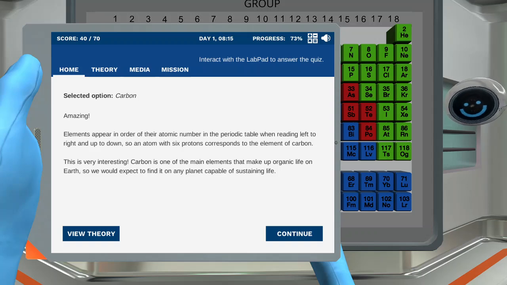Amazing! Elements appear in order of their atomic number in the periodic table when reading left to right and up to down, so an atom with 6 protons corresponds to the element of carbon. This is very interesting. Carbon is one of the main elements that make up organic life on Earth, so we would expect to find it on any planet capable of sustaining life.